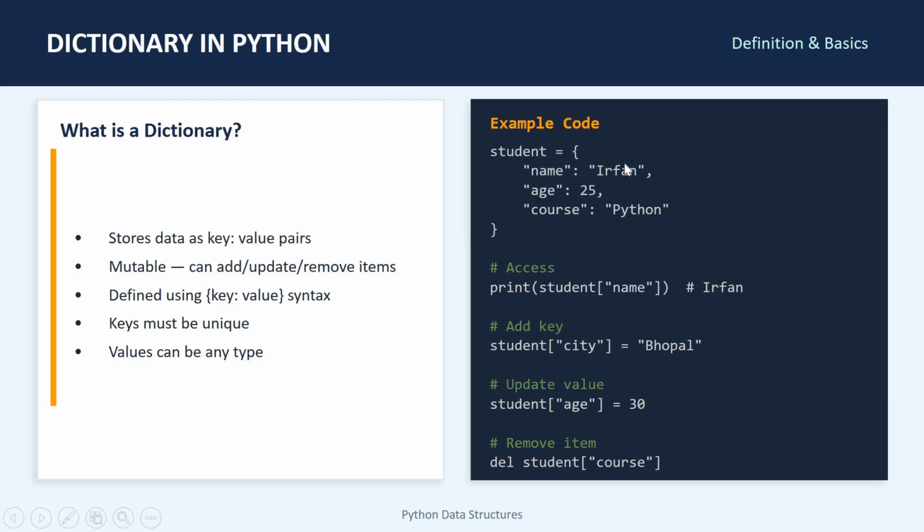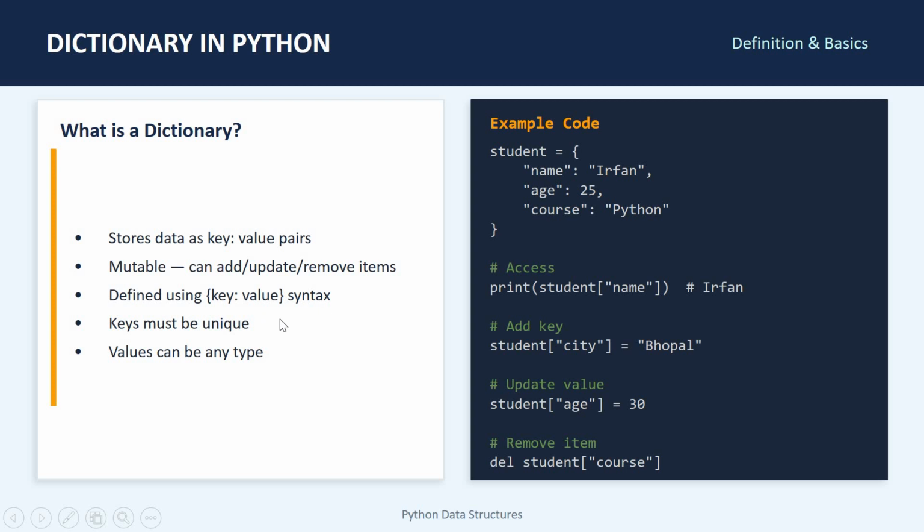Where in the other data structures like set and list, that was using auto indexing, but here it is not using auto indexing. Whichever we are keeping, name, age, course, these are nothing like an index only. So first, it stores data as a key-value pair. Second, it's mutable, you can add, update or remove items.